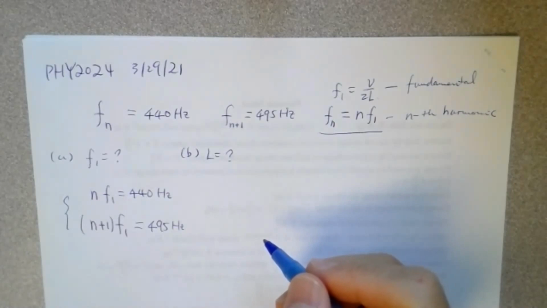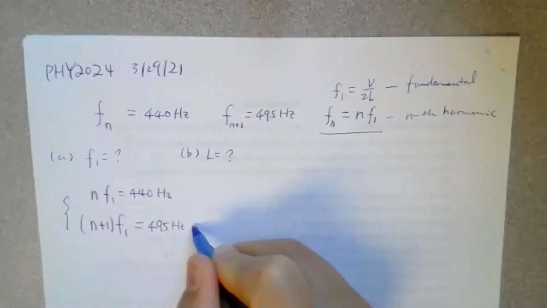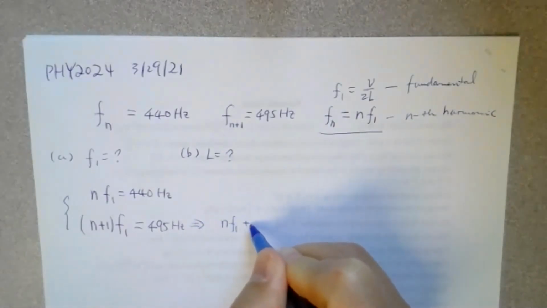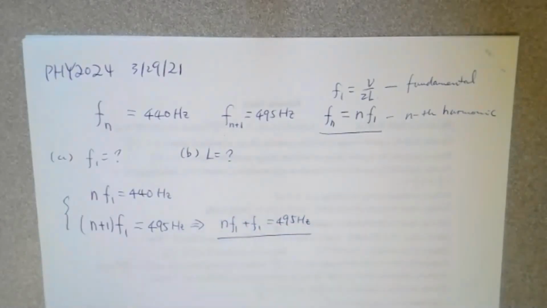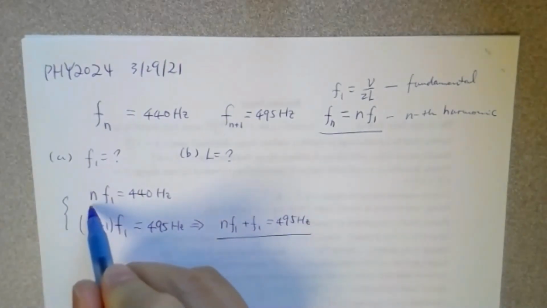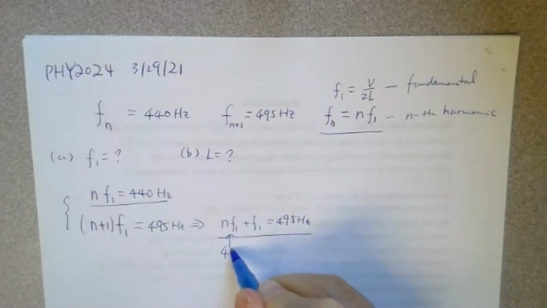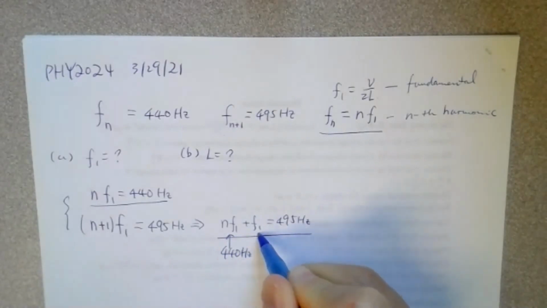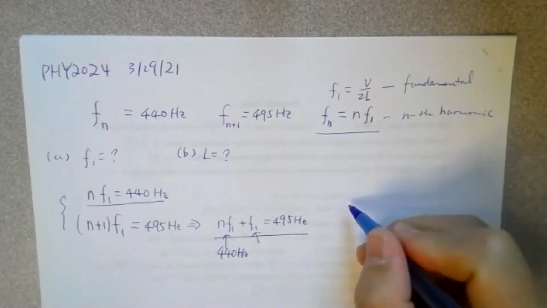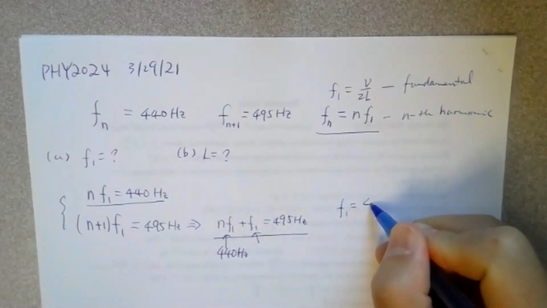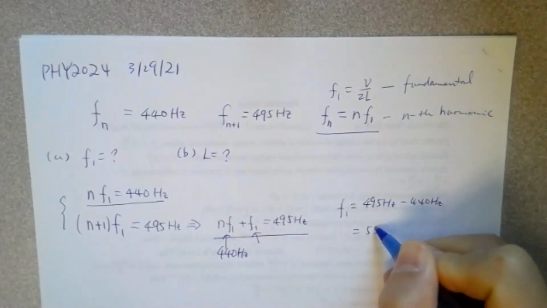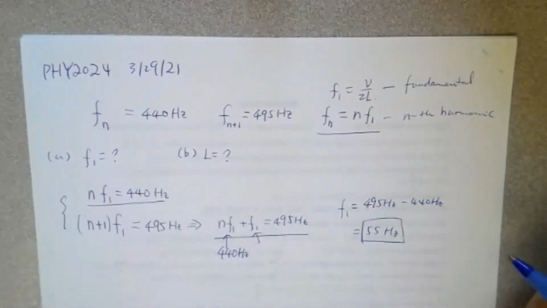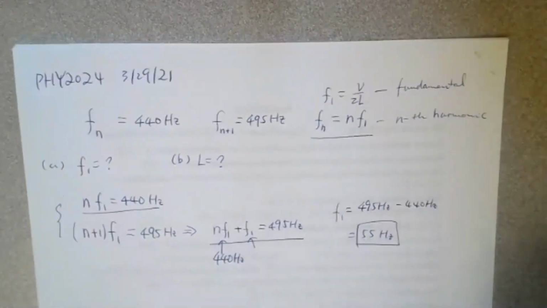So you can do substitution, or in this case, you might just rewrite the second equation as m times f1 plus f1 equals 495 hertz. You can rewrite it that way. Then it's easier, because the first one is 440 hertz. So then you can calculate f1 directly. F1 would be 495 hertz minus 440 hertz, which is 55 hertz. So that's the fundamental frequency you are looking for in part A.